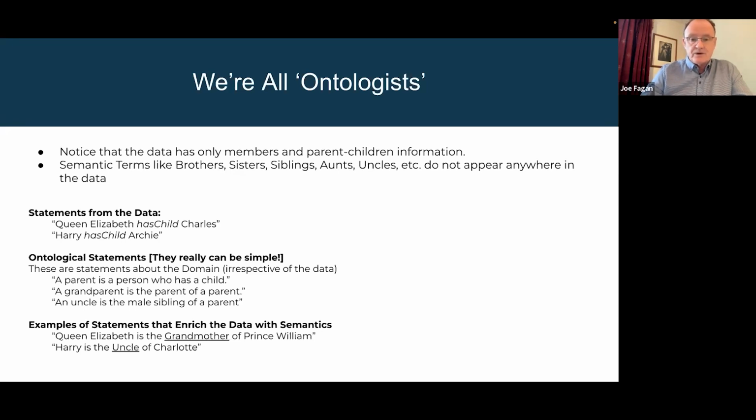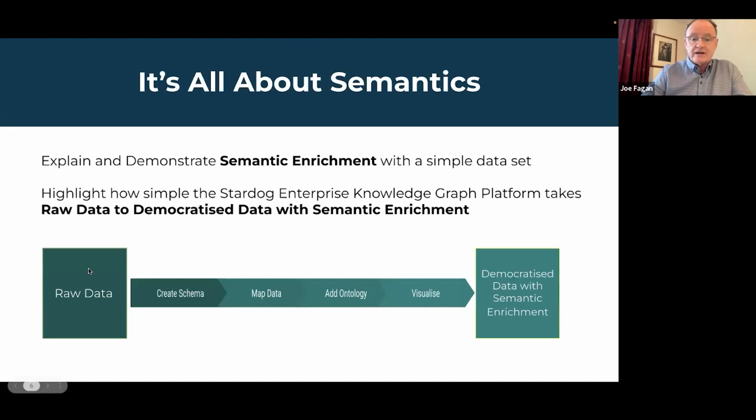And if we were to carry on, what we're going to do is take raw data, create a simple model to capture the data, map the data in, add the ontological rules about grandparents and cousins and things. Then we'll visualize the data and finally democratize the data with semantic enrichment. Democratize simply means make the data available to everybody in the organization, but not just present it to them like maybe with a PDF, but actually give it to them in a way that they can explore in the direction in which they want to explore. That's the true definition of democratized data, which is what our explorer does.